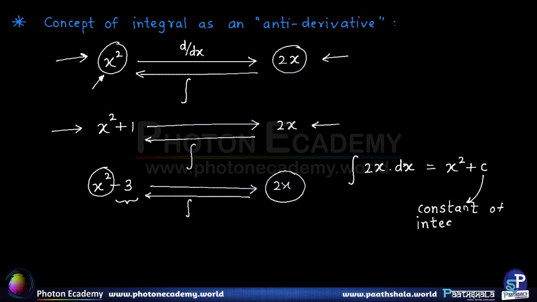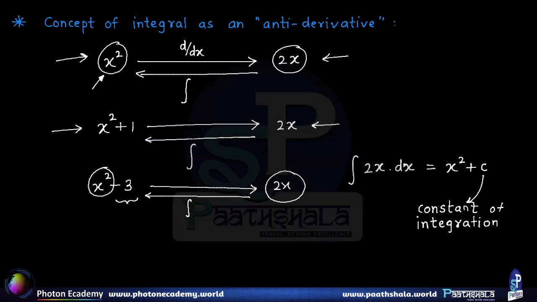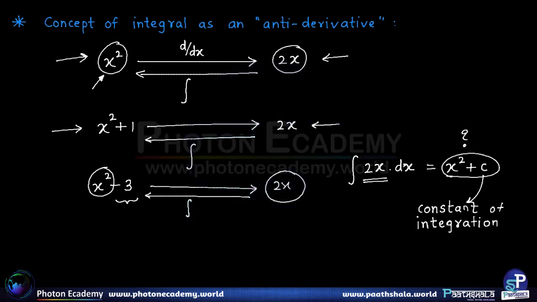Now it will be clear that the integral is also called the antiderivative. The other way of looking at the integral is that whenever we want to find the integral of some function, say here 2x, we are basically asking which function has the derivative 2x. Here we realize that the function must be of the form x square plus some constant, whose derivative will definitely be 2x. So that is the simplest idea of integral.